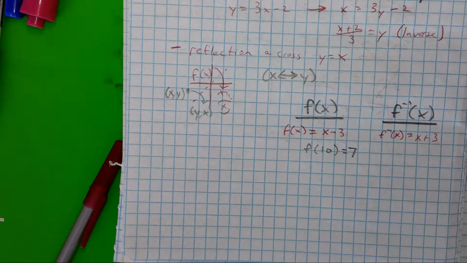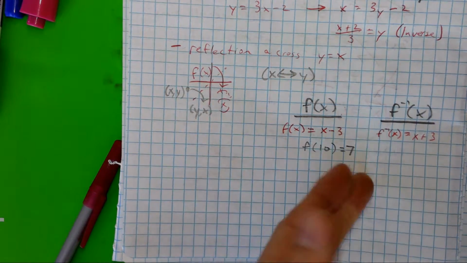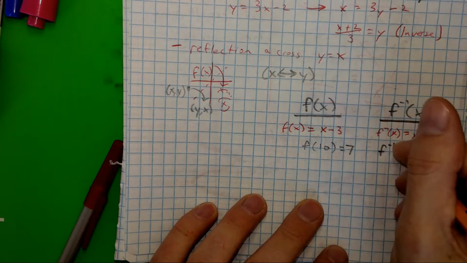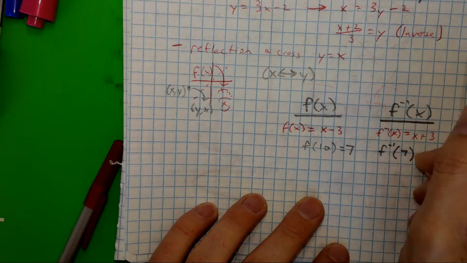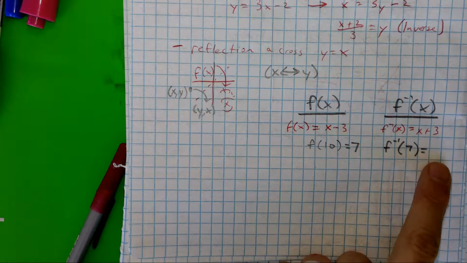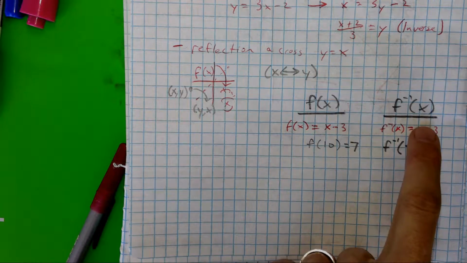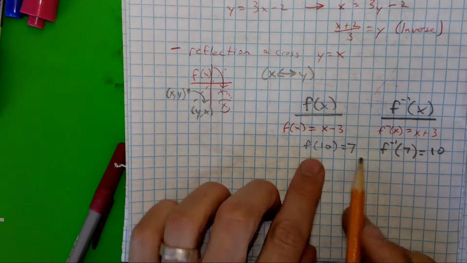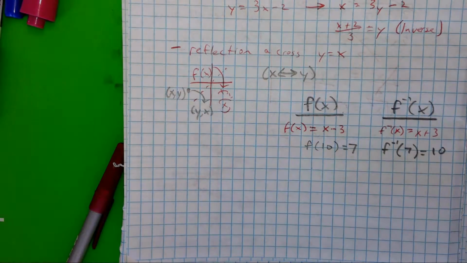Okay. So for the inverse, I should be able to switch the input and the output. So for the inverse, I'm going to plug in a 7. So f inverse of 7. And what am I going to get out? Yeah, 7 plus 3 is 10. So that's how inverses work. You should be able to switch the input and the output from the original function.